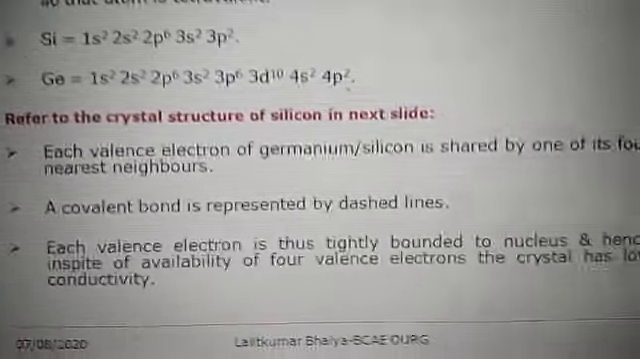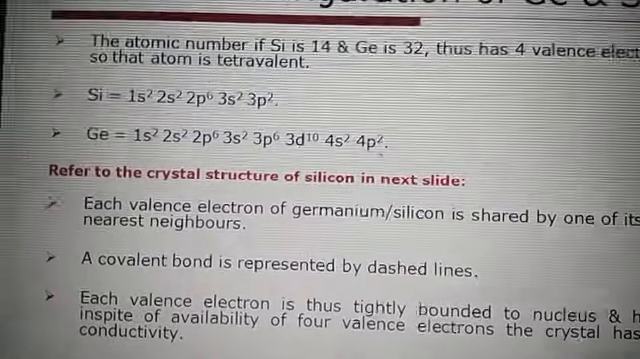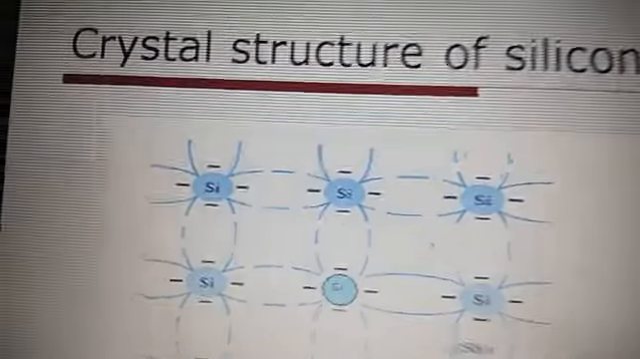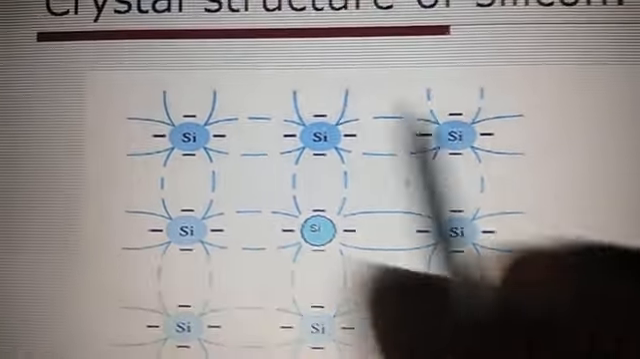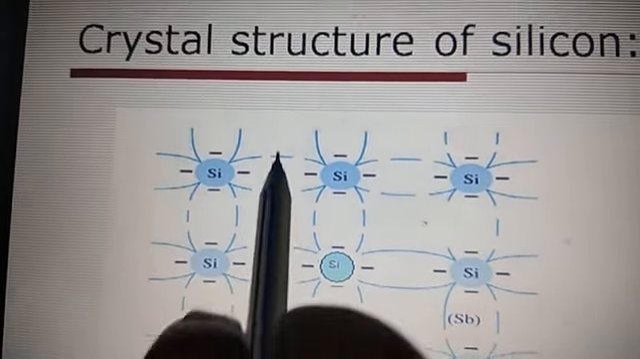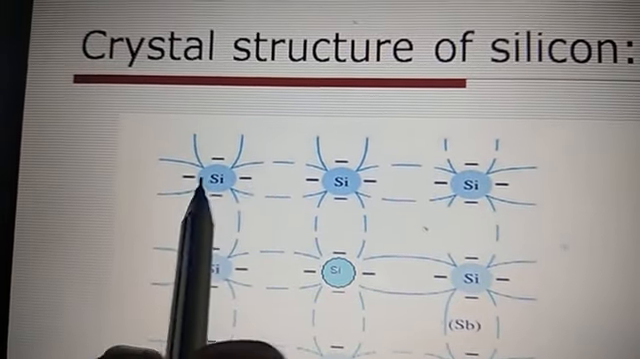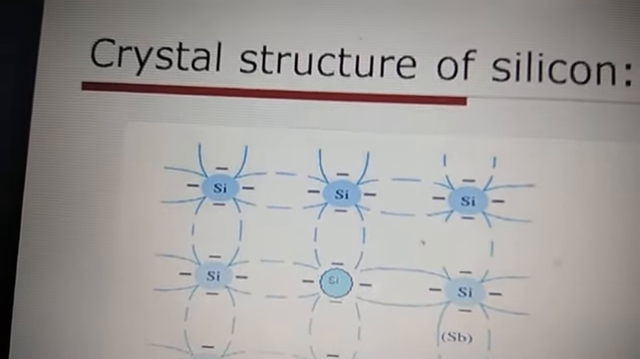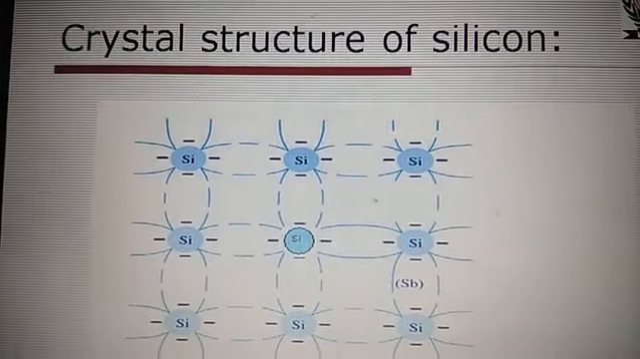Now refer to the crystal structure of silicon, that will be in the next slide. You can see this is the crystal structure of silicon. This is silicon, silicon, silicon, all silicon atoms. This is called a silicon crystal, and these are covalently bonded. This is a covalent bond with the neighbor atom. And our 4 electrons are there, 1, 2, 3 and 4. So all the 4 are covalently bonded here.